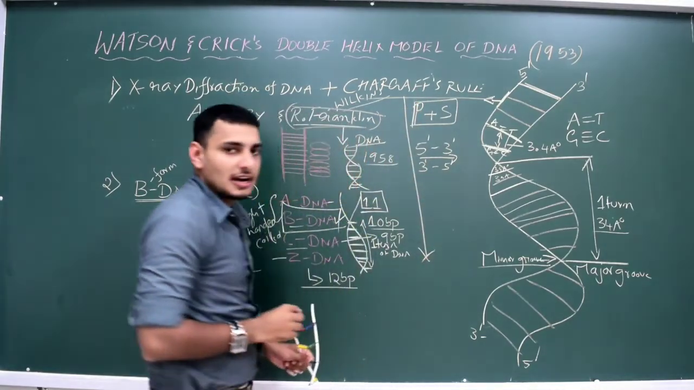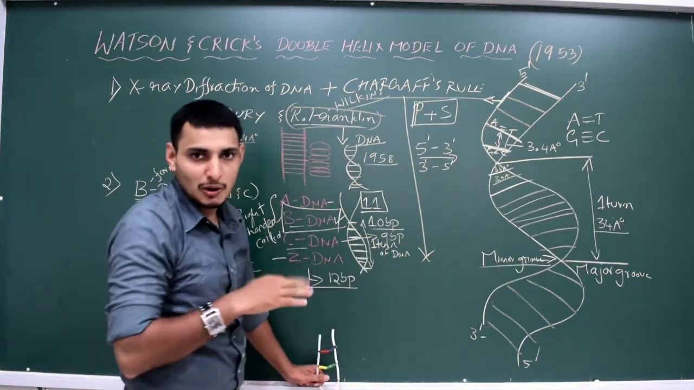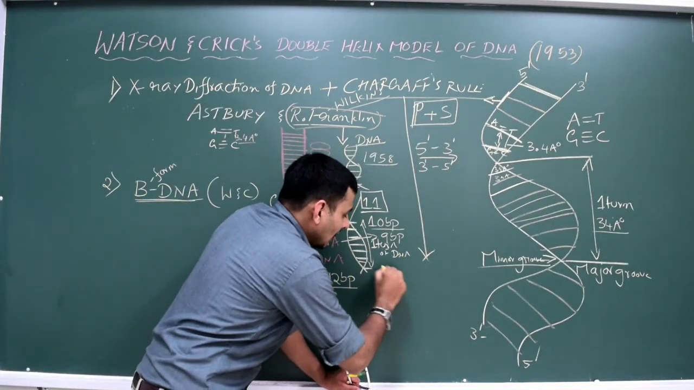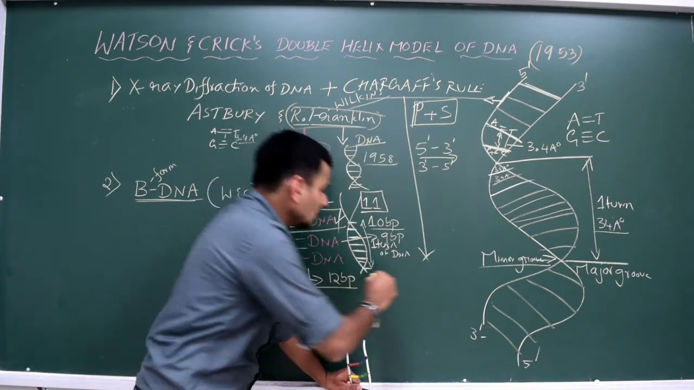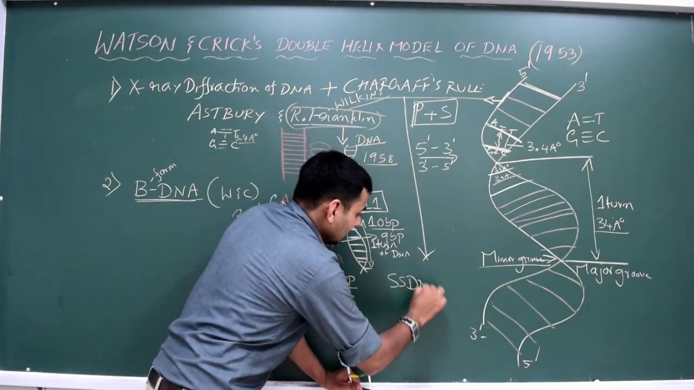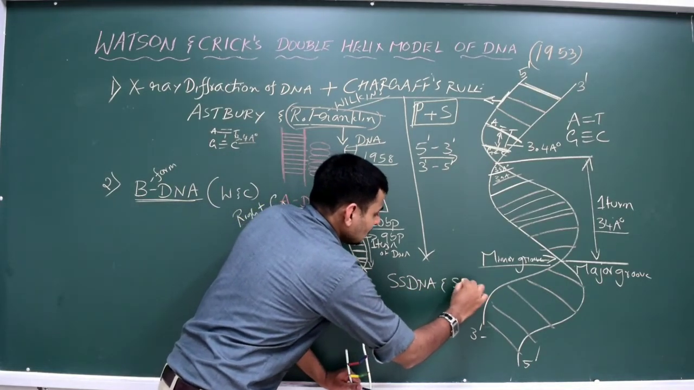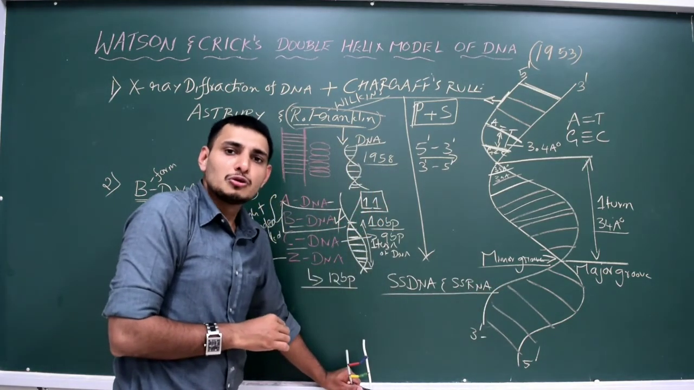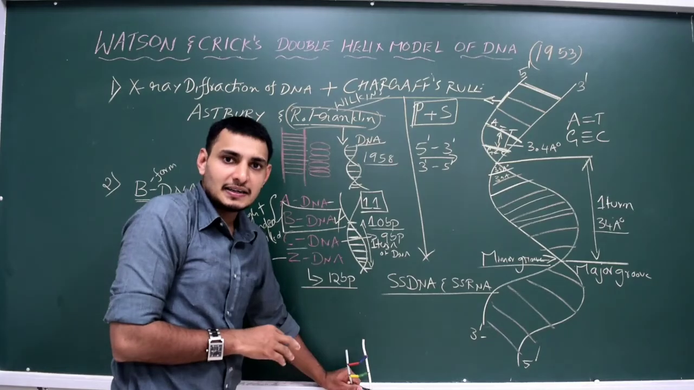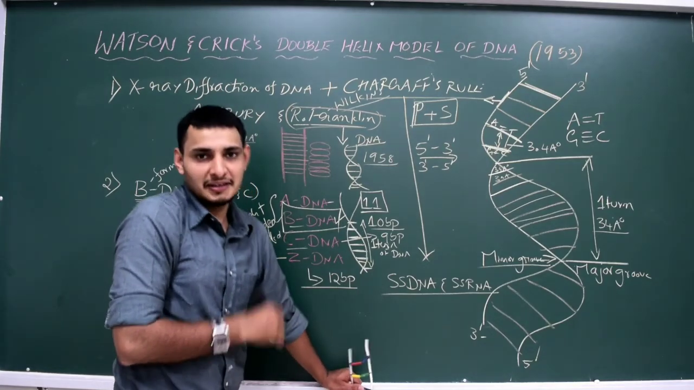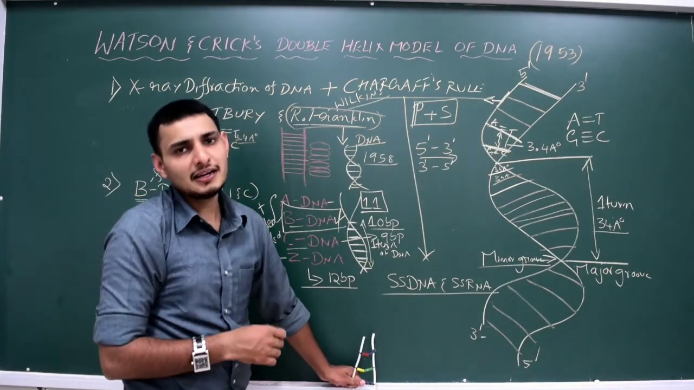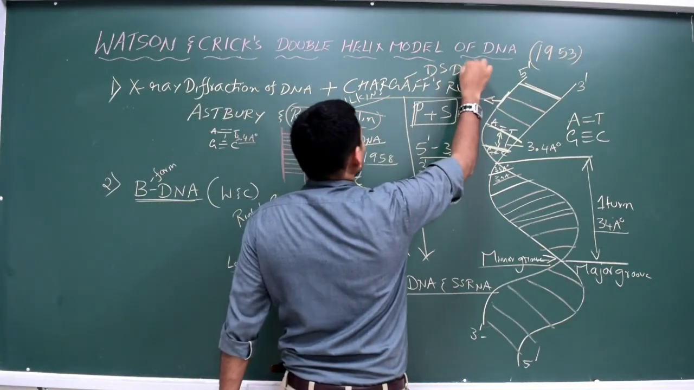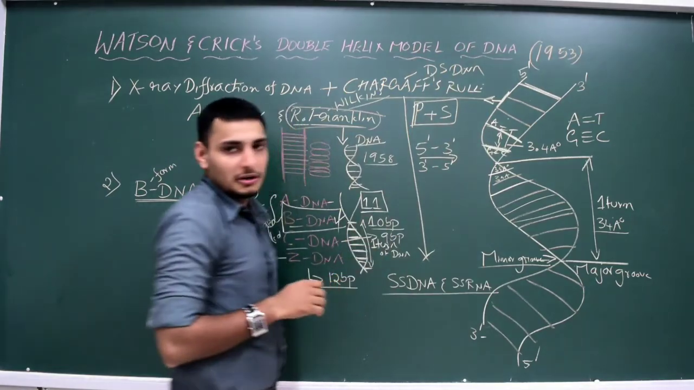In your notes, for whatever notes you have taken for Chargaff's rule, just add one more point: Chargaff's rule cannot be applicable to single stranded DNA as well as single stranded RNA. It should be applicable to double stranded DNA as well as double stranded RNA. Naturally, you cannot see double stranded RNA, so it is applicable strictly to double stranded DNA. Hope you understood this.